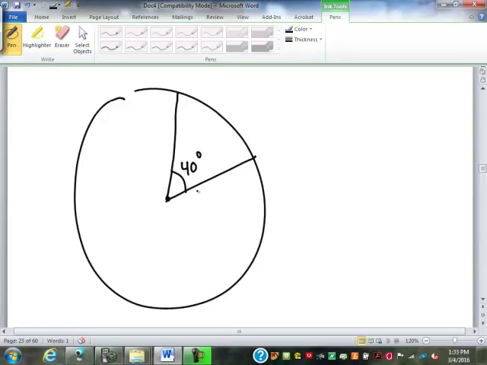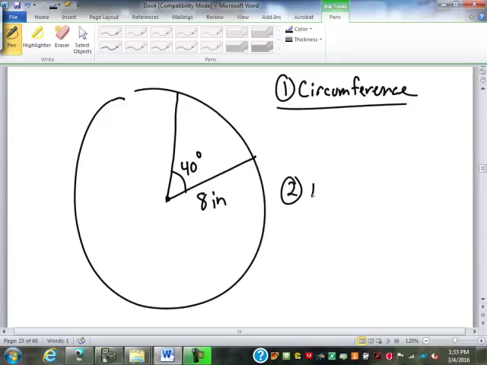So I've got a circle that has a radius of 8 inches and a central angle of 40 degrees. I want you in your notes to find the circumference of the circle. Find the area of the circle. This is the whole circle, so we don't really need that central angle right now. Find the circumference and area for me quick.